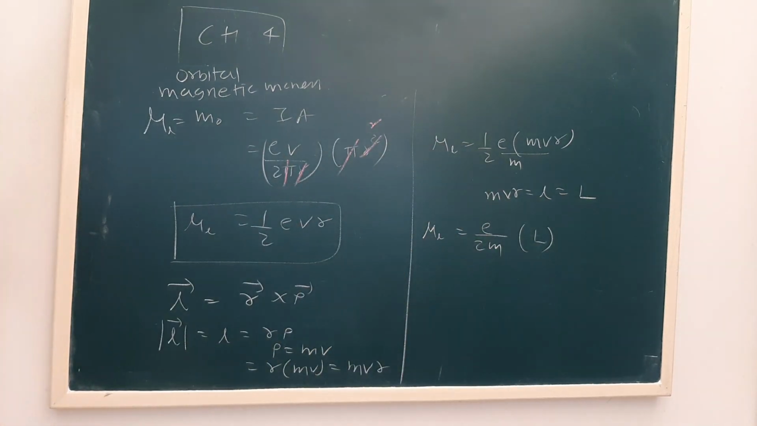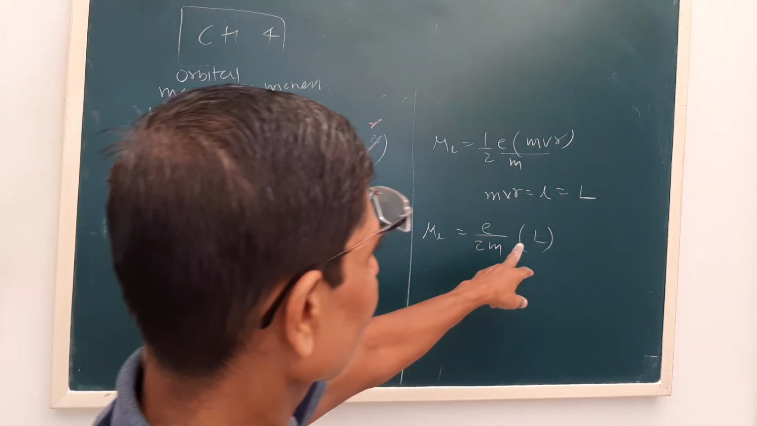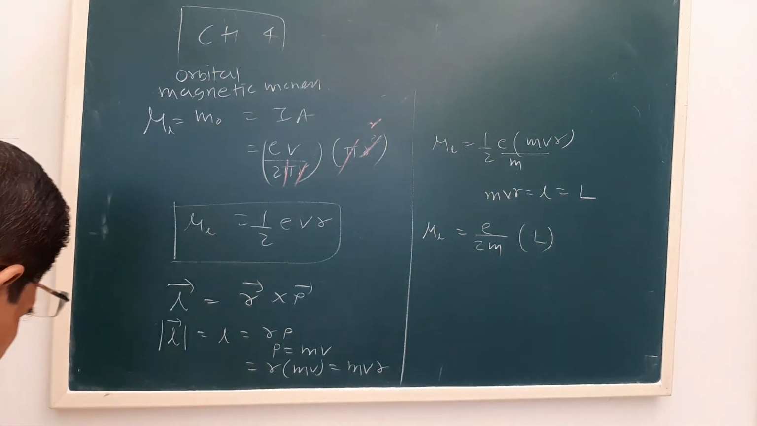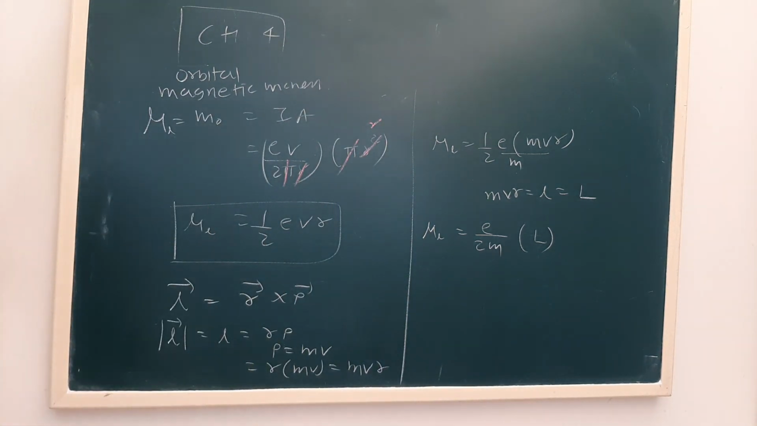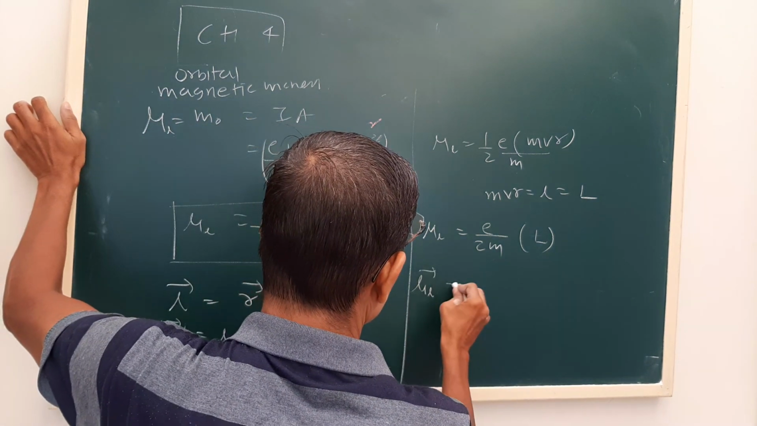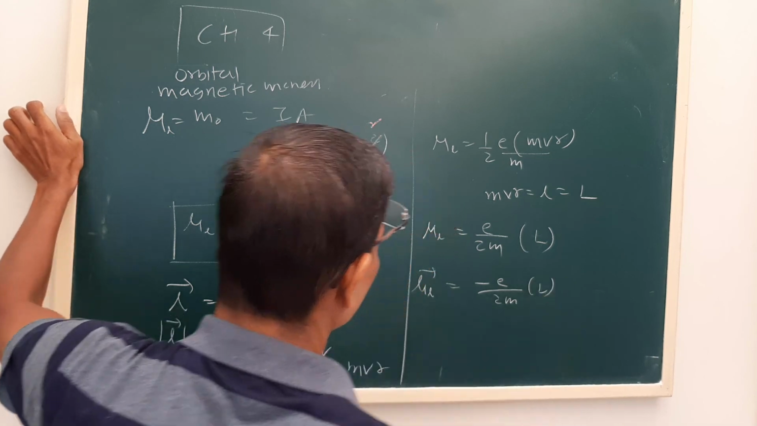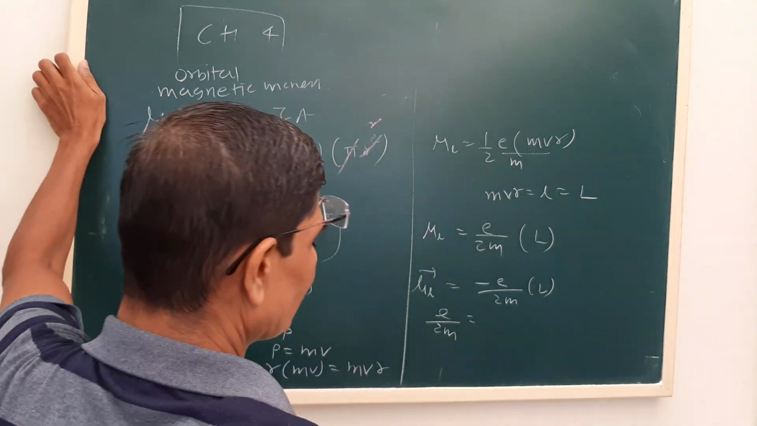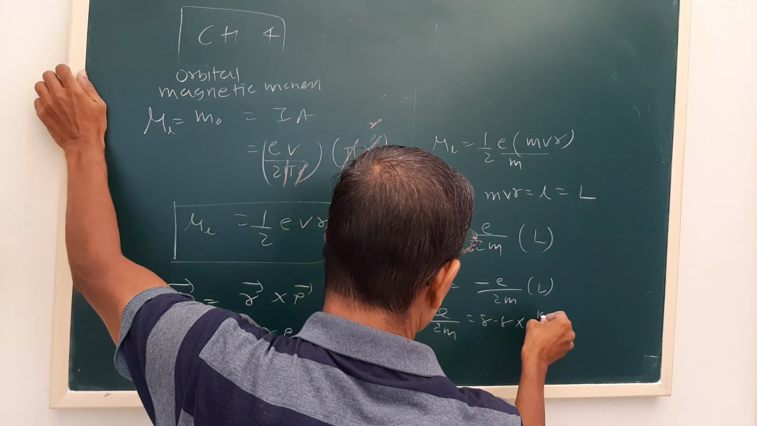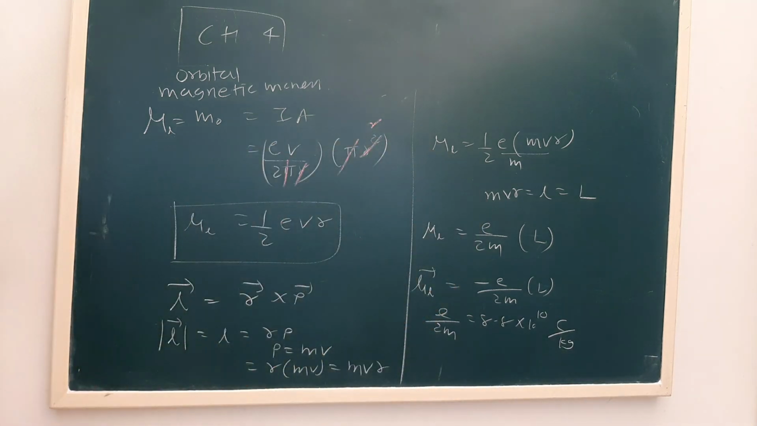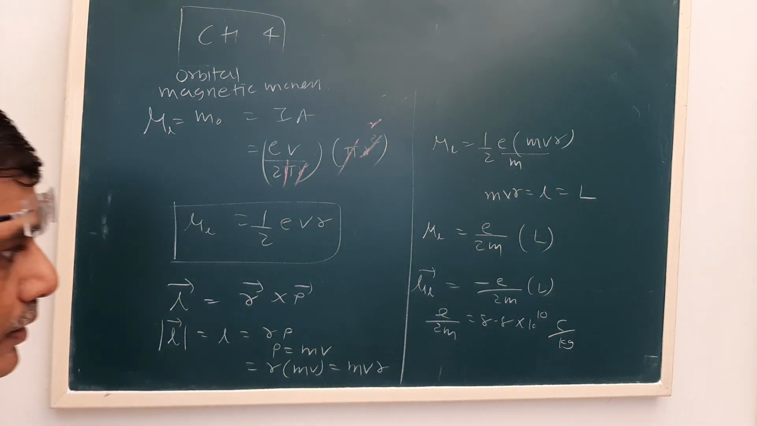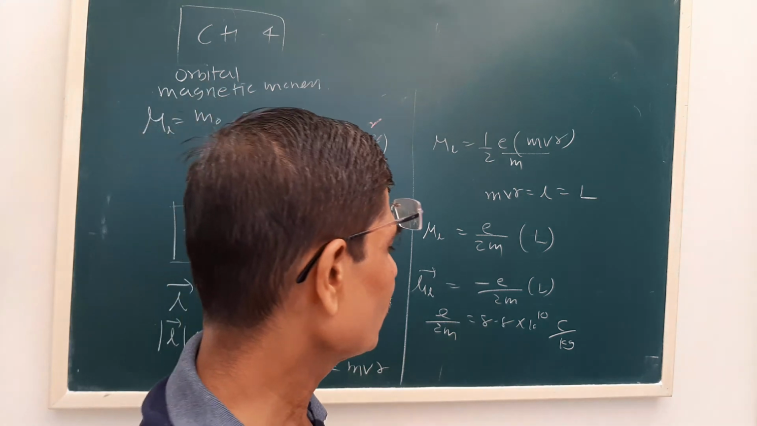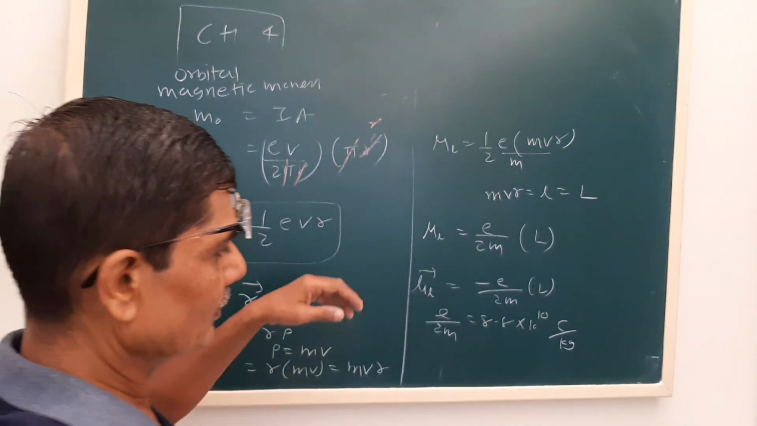Now it is a vector quantity. The magnetic moment is a vector quantity, and angular momentum also is a vector quantity, which we have to keep in mind. So in vector form, mu_L equals e upon 2m times L. Now this ratio e upon 2m is about 8.8 into 10 to the 10 coulomb per kg. You can substitute the values: the charge of the electron is known to us, the mass of the electron is also known to us. This ratio is called the gyromagnetic ratio.